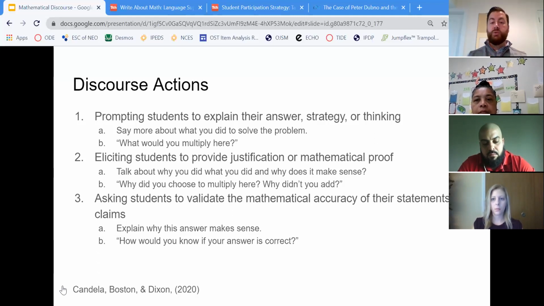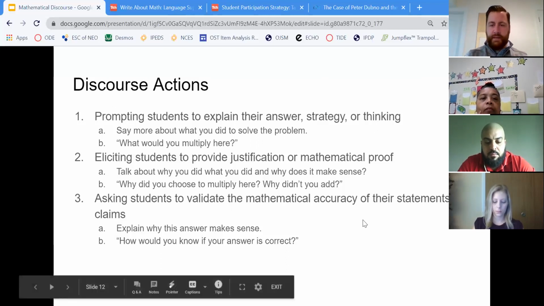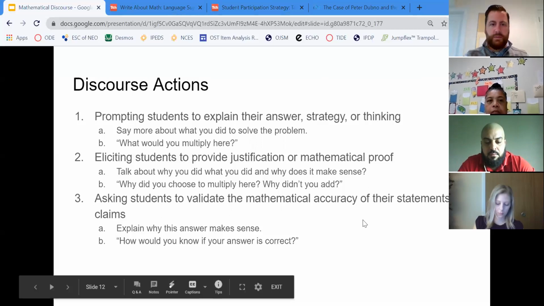Eliciting students to provide justification or math proof. Now, when I say math proof, I don't mean that long, complicated stuff that we did in college. What I'm saying is, what is your reasoning? Prove to me this is true. Again, if we were in person, there's a whole activity I would walk us through, but it's the idea of convincing my neighbor of something. Talk about why you did it. Talk about why it makes sense. Why did you choose to multiply here? Why didn't you add? Those sorts of promptings are the beginnings of those conversations that happen in the classroom.